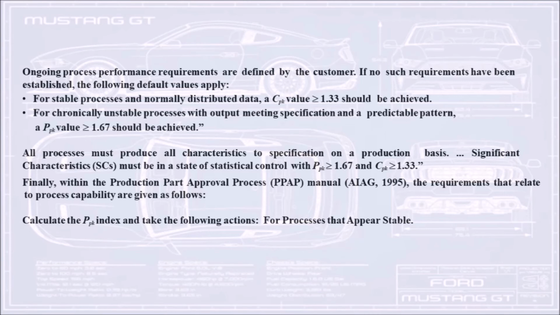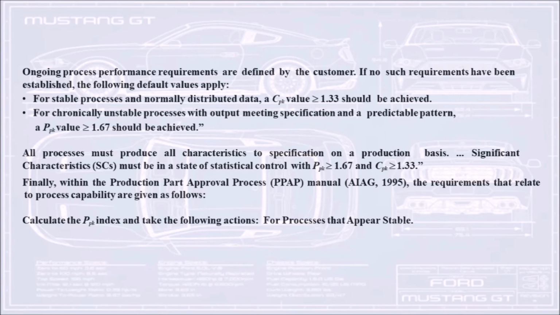If no such requirements have been established, the following default values apply. For stable processes and normally distributed data, a CPK value greater than or equal to 1.33 should be achieved. For chronically unstable processes with output meeting specification and a predictable pattern, a PPK value greater than or equal to 1.67 should be achieved. All processes must produce all characteristics to specification on a production basis. Significant characteristics, SCs, must be in a state of statistical control with PPK greater than or equal to 1.67 and CPK greater than or equal to 1.33.